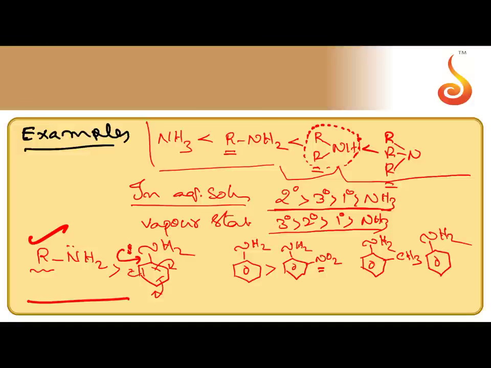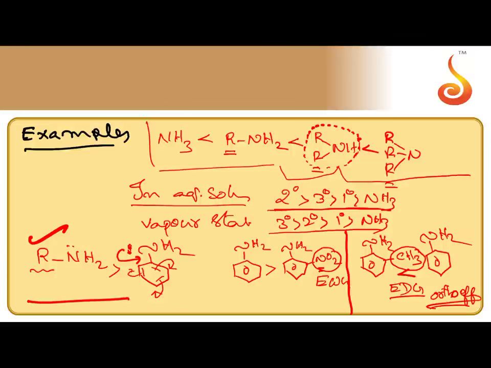Since methyl is electron donating group, we can think electron donating group is increasing basic strength, but still CH3 is decreasing basic strength. So electron withdrawing group decreases basic strength, and even electron donating group also decreases basic strength of aniline. This is called ortho effect. Any group present at ortho position can decrease the basic strength of aniline. That is called ortho effect.